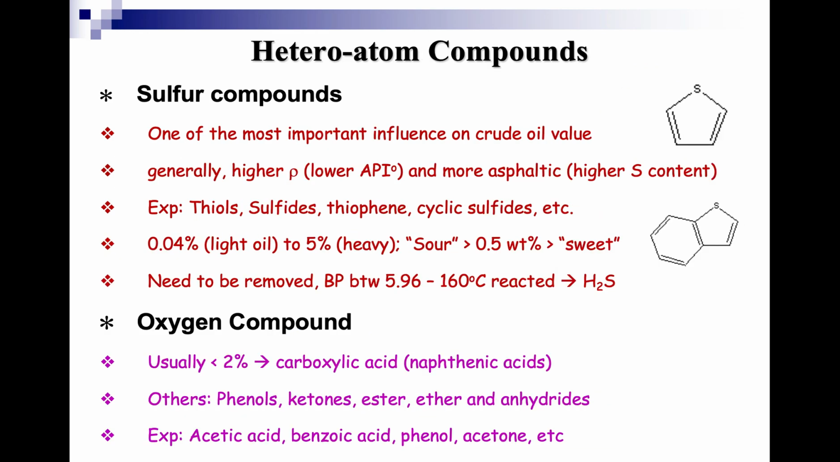Okay, next one we have sulfur compounds, one of the most important influences on crude oil value. Even though the percentage is very low, it is really important because it affects the crude oil quality. Generally, lower API and more asphaltic with a higher sulfur content. For example, thiols, sulfides, thiophene, cyclic sulfides, etc. Sulfur compounds are 0.04 percent in light oil, and can be up to 5 percent in the heavy distillates. For the sour, it should be higher than 0.5, and for the sweet it should be lower. So this is the range for the sour and sweet, right?